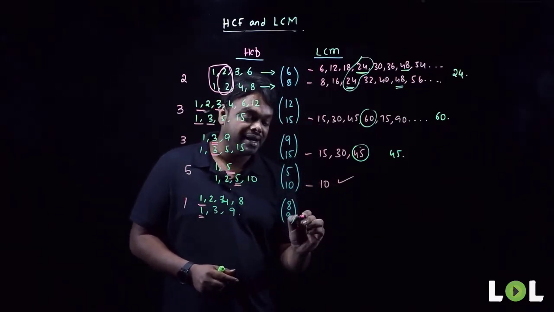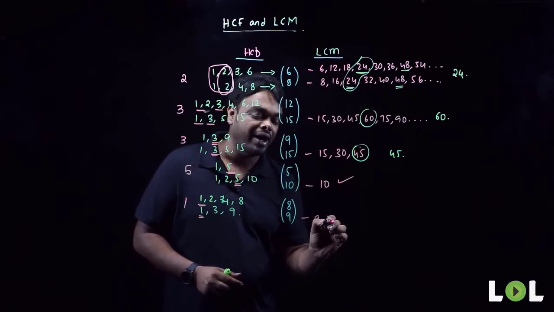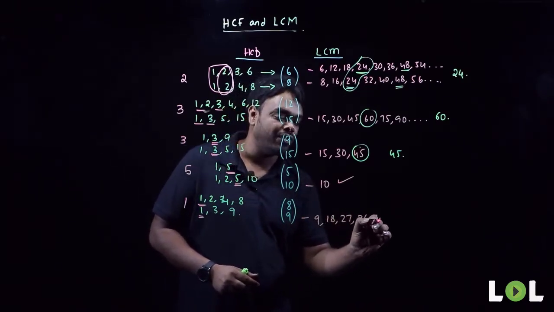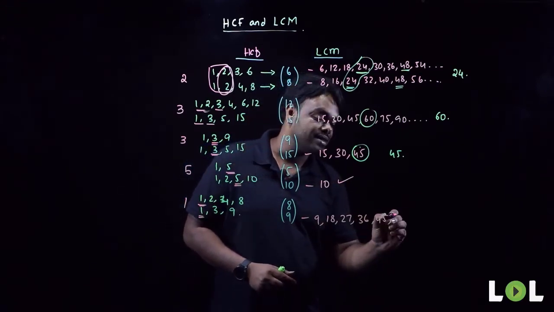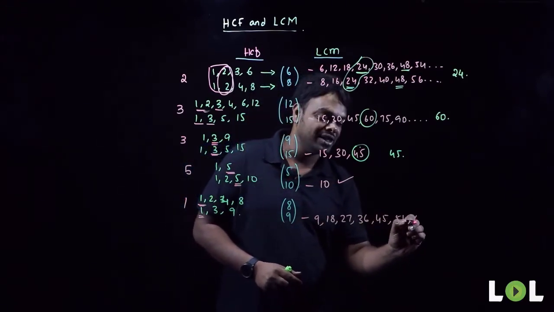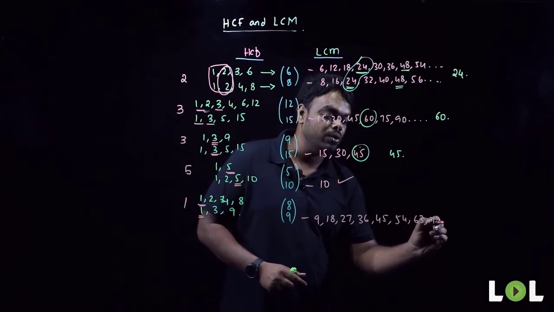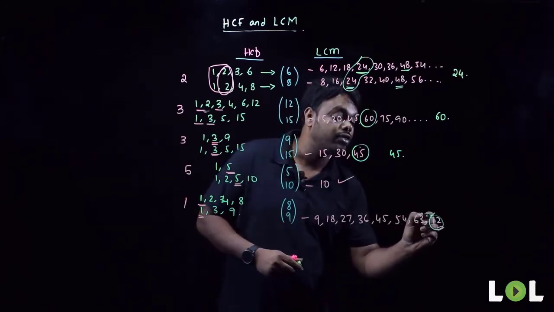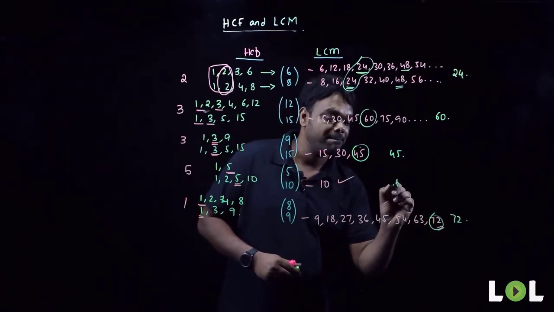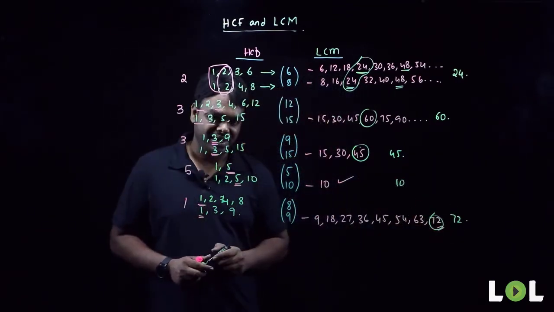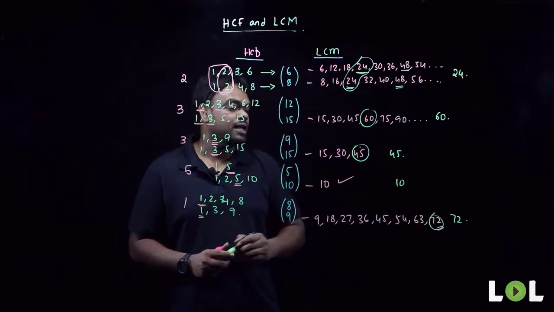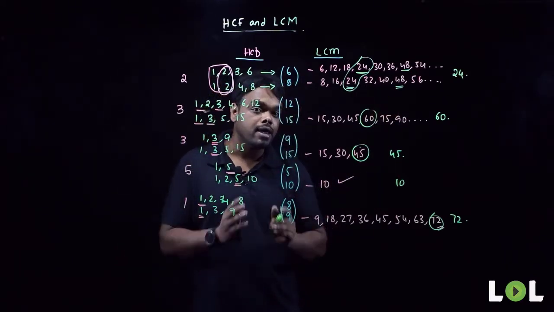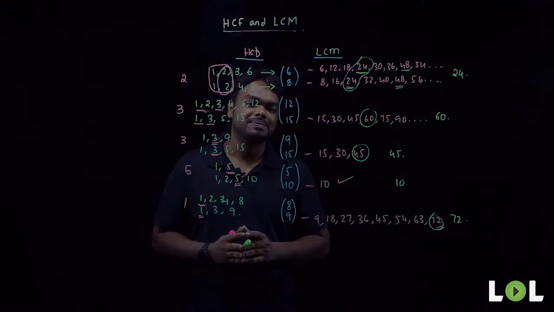Now in this case, write multiples of 9. 9, no. 18, no. 27, no. 36, no. 45, no. What else? 54, no. 63, no. 72, yes. This is the least common multiple for both 8 and 9. So what do you understand? Least common multiple of two numbers is the smallest number divisible by both the numbers.